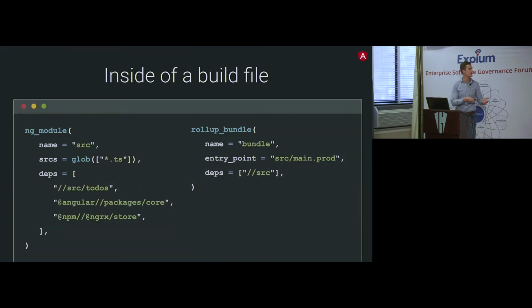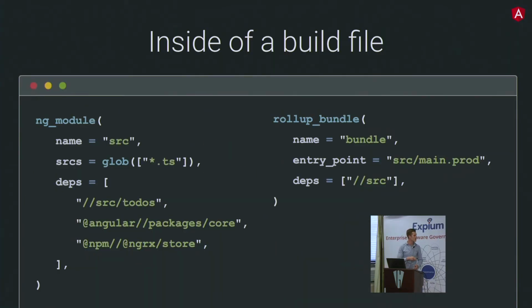Here is the content of a very simple build file. Here we have two different constructs which look like Python function invocations. We have ng-module and rollup bundle. We call this ng-module and this rollup bundle a rule. This is something that Bazel knows how to invoke and delegate its execution to other lower level tools. For example, Bazel is going to delegate the execution of this rule here to the Angular compiler and this one here to the JavaScript bundler rollup.